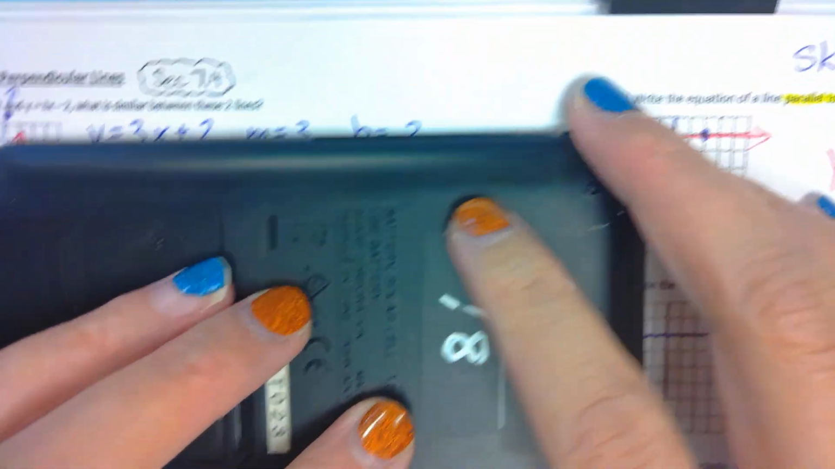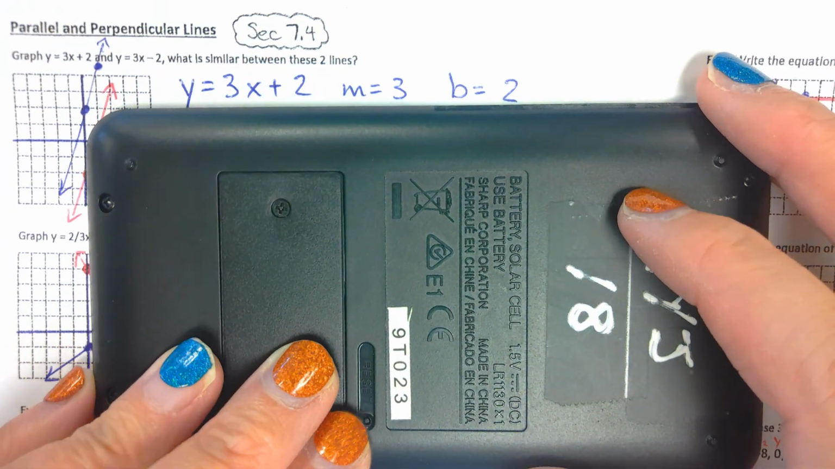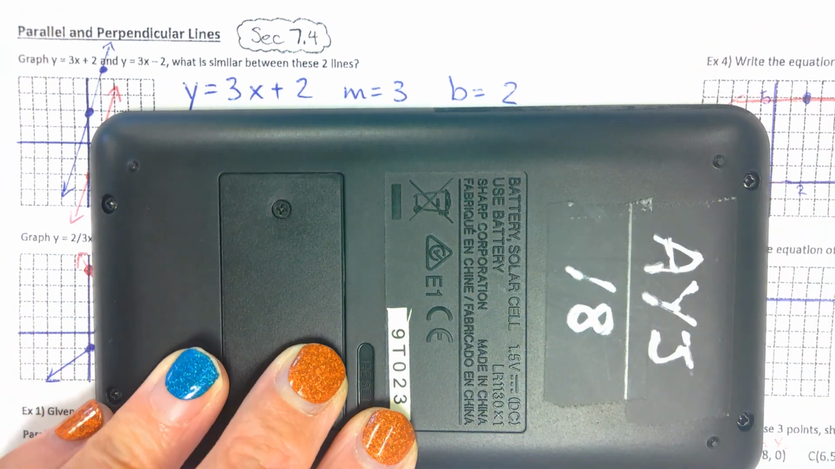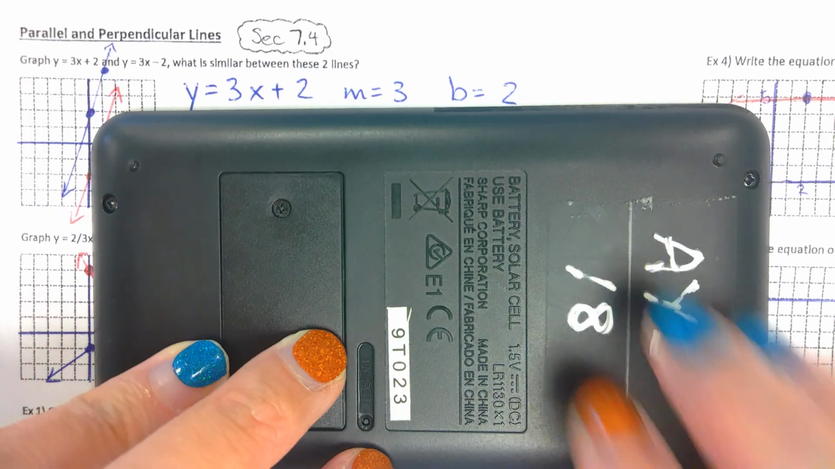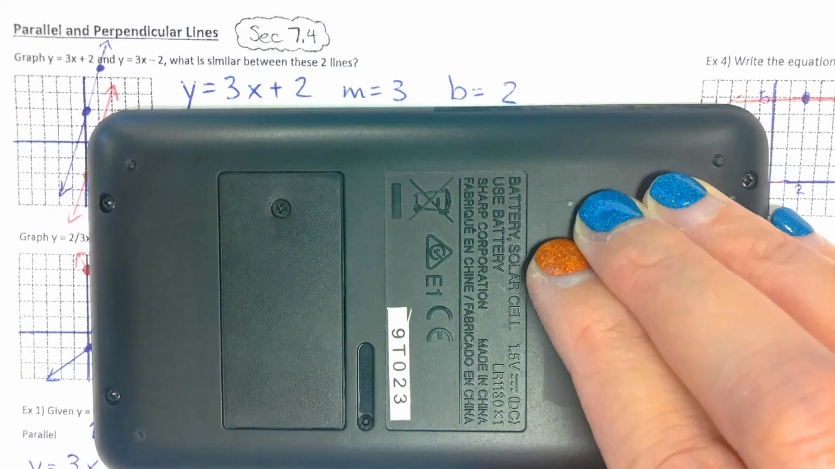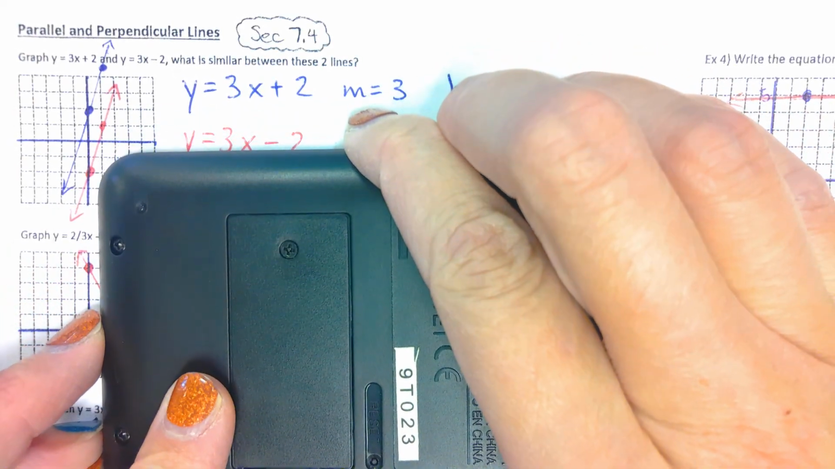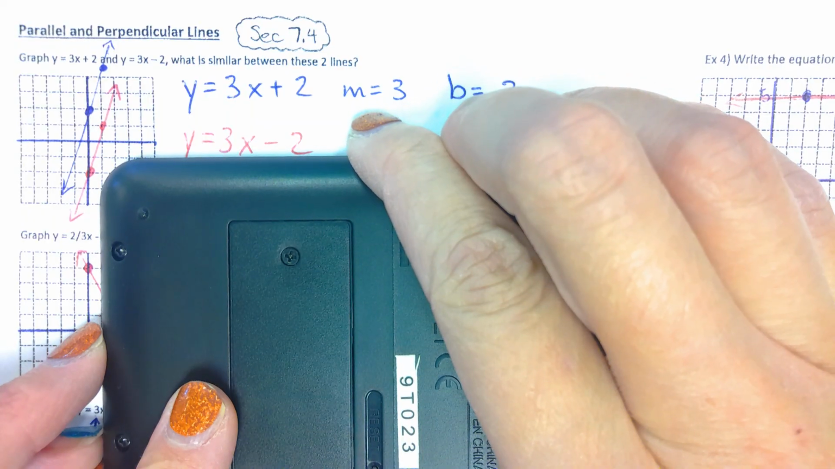Okay, section 7.4. As we just started, y equals 3x plus 2. We know that our slope is 3, our y-intercept is 2. So when we graph it, we have that blue line. What about the equation y equals 3x minus 2? What's m and what's b?